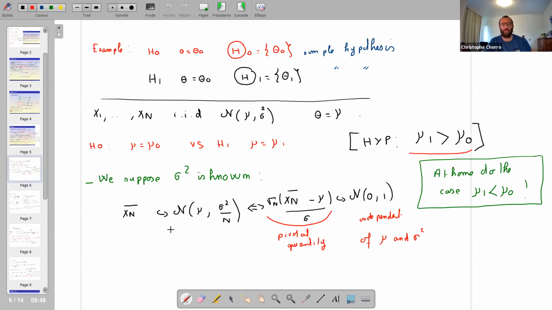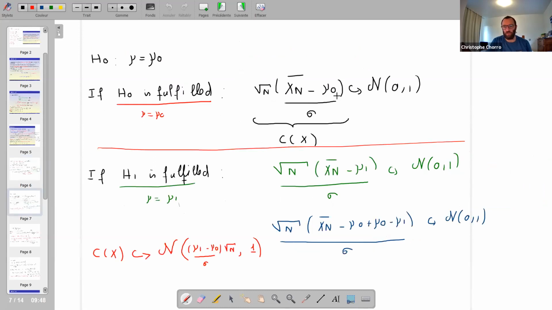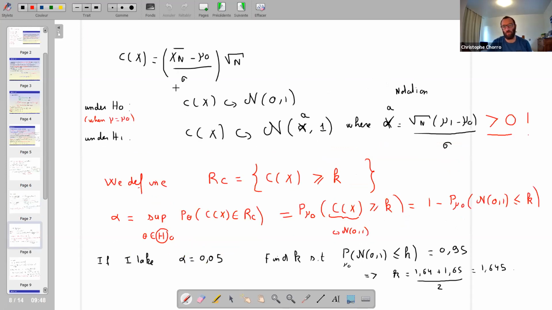To say first that in the case of Gaussian, we have seen that the sample mean is really interesting in order to approximate mu. Then we see what is the distribution of the sample mean under H0 and H1, okay? And I have these two here. In particular, under H0, if I consider this quantity, it's a Gaussian N(0,1), and under H1, if I consider this quantity, I have a Gaussian, but with a mean that is strictly positive.